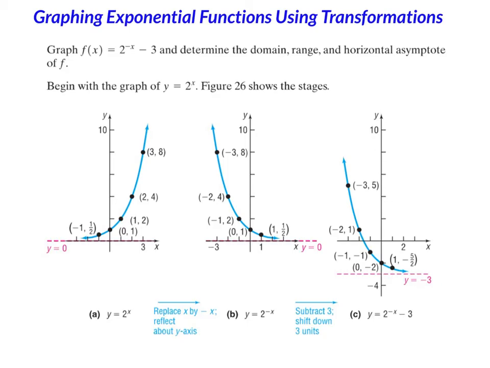So that means that my domain stays the same. That's going to be all real numbers. The range is going to start at -3 and go to infinity, and the horizontal asymptote is no longer at y equals 0. It's going to drop down 3. So the horizontal asymptote is going to be at y equals -3.